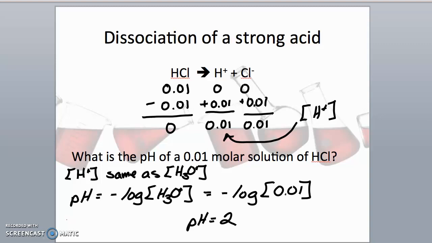pH is the negative log of the hydronium ion concentration. Since this reaction goes completely to products, the concentration of the acid is the same as the hydronium ion concentration. So we can take the negative log of 0.01 to get the pH, which is 2.0.